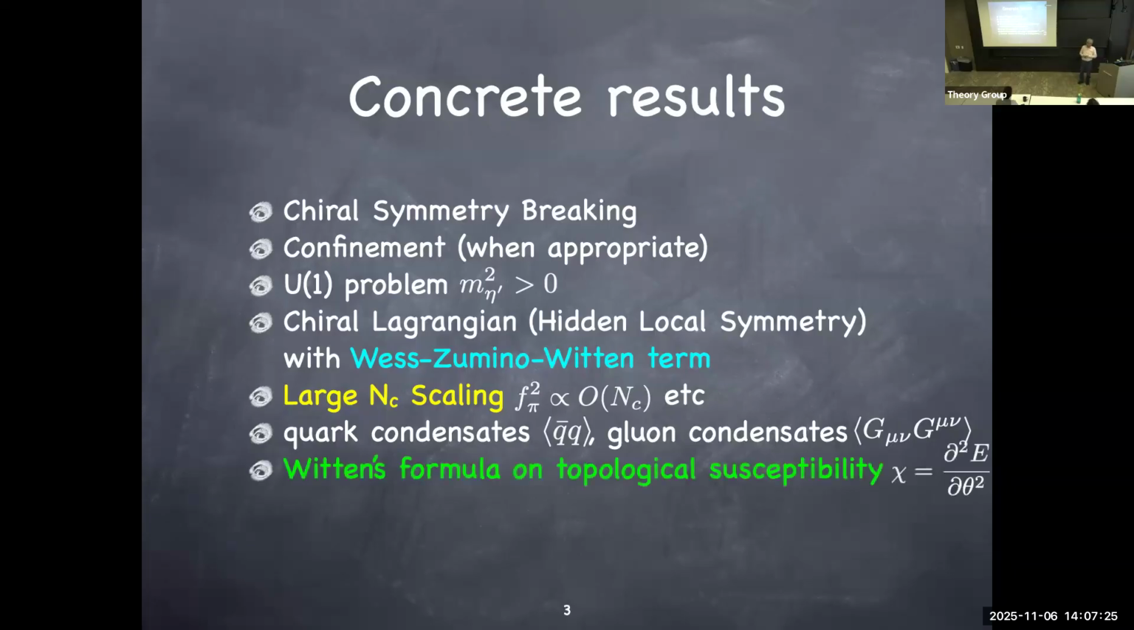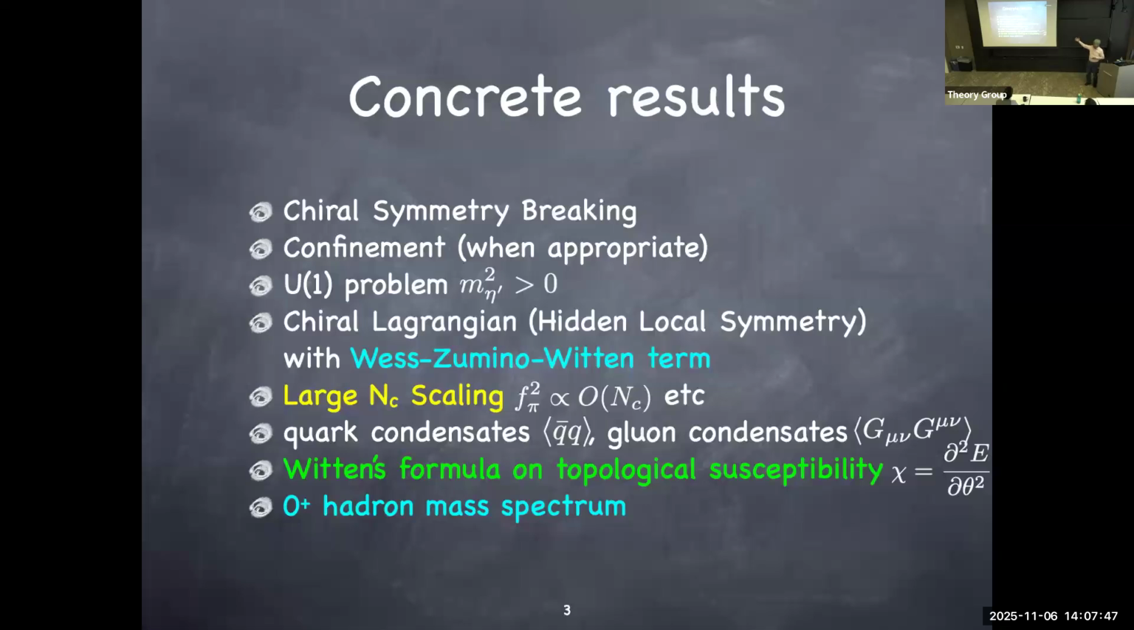There is a rather strange formula we came up with on topological susceptibility, that is, how the vacuum energy depends on the theta parameter of QCD, which turns out to be related to the mass of the eta prime I talked about earlier. And that's something you can explicitly calculate as well. This is something I did not expect initially.